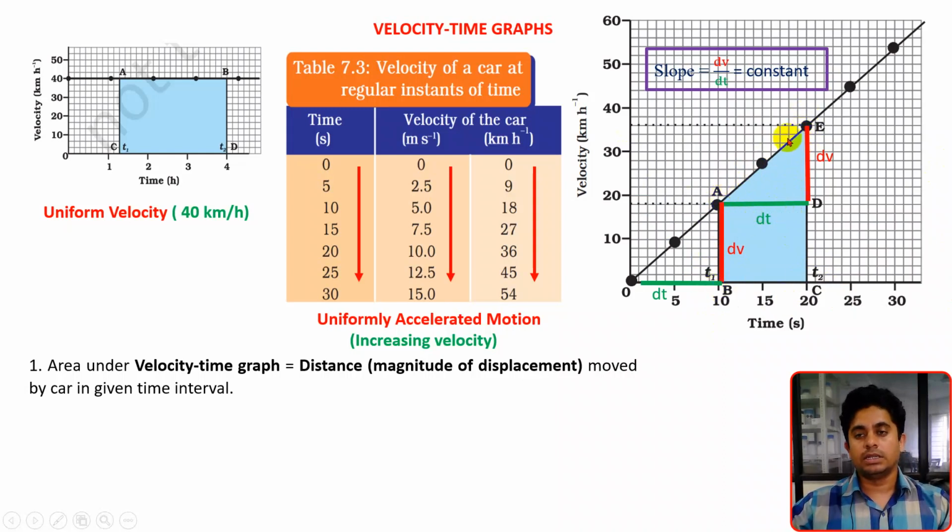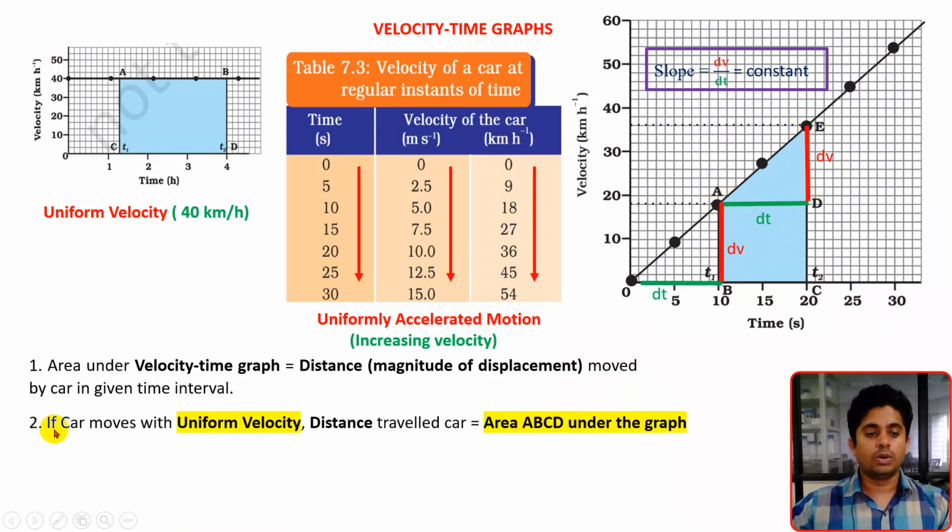As we can see here, this trapezoidal area ABCDE is the area below the line AE, in between this velocity time graph and the time axis. For our convenience, we will divide the trapezoidal area into two parts. The first part is the rectangular area, rectangle ABCD, and the second part is the triangular area, triangle AED.